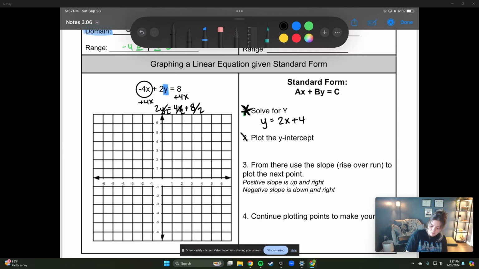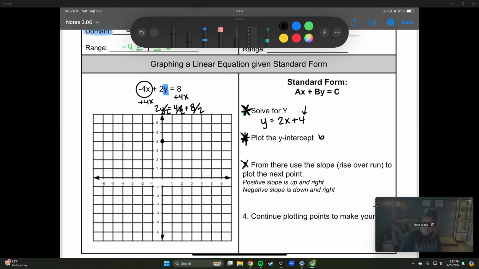So step number 2, plot the y-intercept. Remember, your y-intercept is your b, which is 4. So I'm going to plot my point at 4. Okay, now I'm going to keep going. What's my next step here?